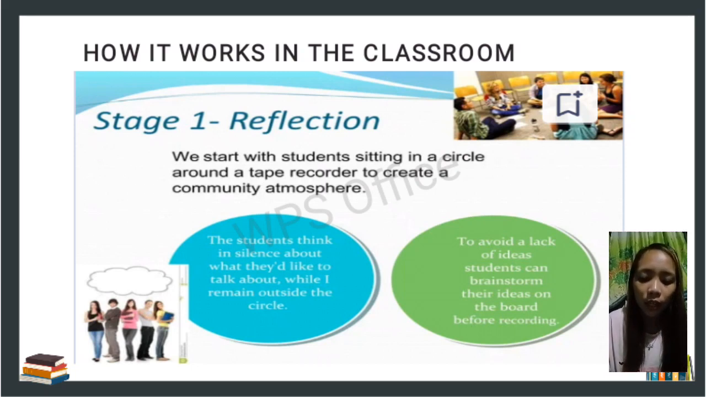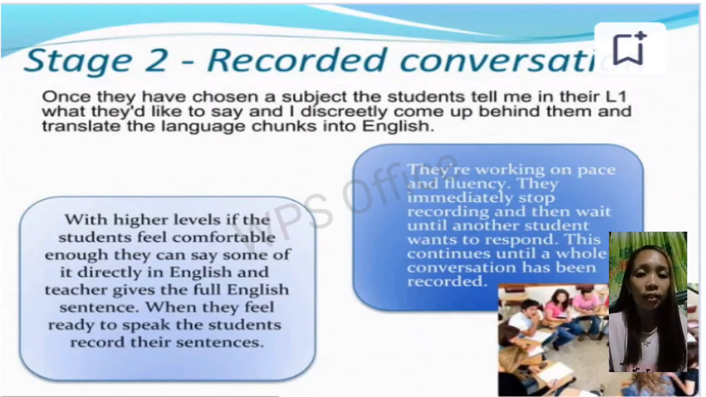In reflection, for example, we start with the students sitting in a circle around the tape recorder to create a community atmosphere. The students think in silence about what they would like to talk about, while the teacher remains outside the circle. To avoid lack of ideas, students can brainstorm their ideas on the board before recording. So, before recording, they are going to brainstorm some ideas. That is reflection.